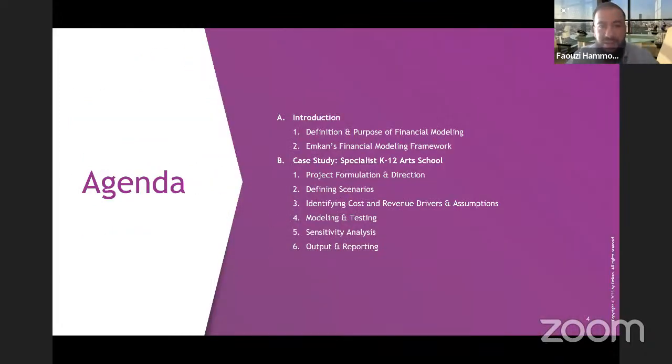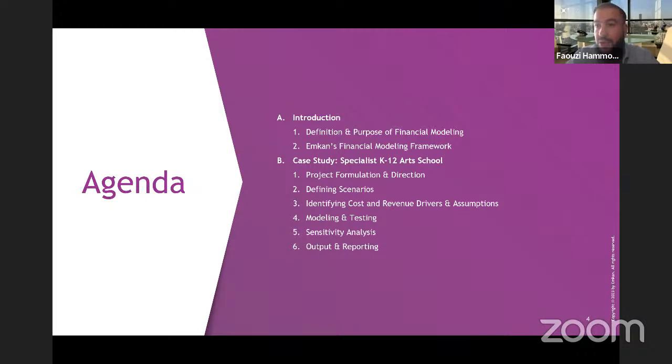Okay, so today's agenda. First, let's start with an introduction. What is the definition and purpose of financial modeling? And we're going to introduce also the financial modeling framework developed and utilized by MCAN in various projects. And then inshallah, we deep dive into a case study. This case study will be about a K-12 school that is focused on arts. So it's a very niche market. K-12, K stands for kindergarten, and 12 is grade 12.